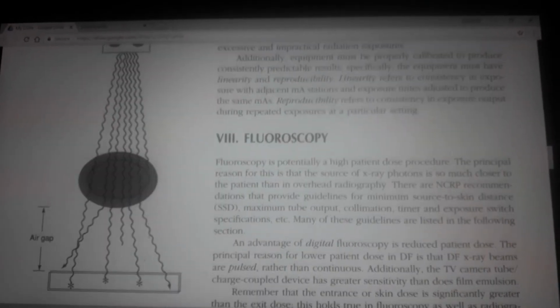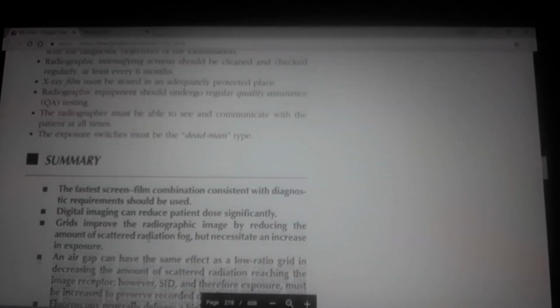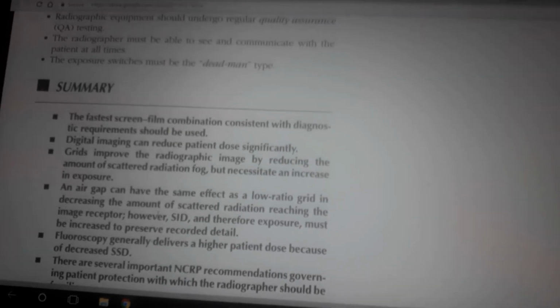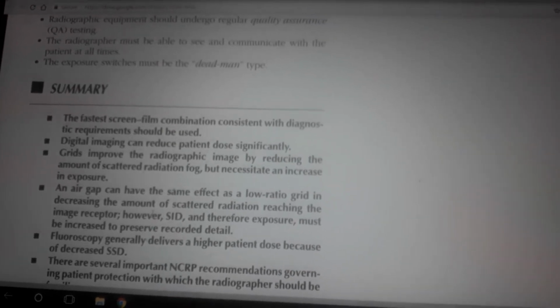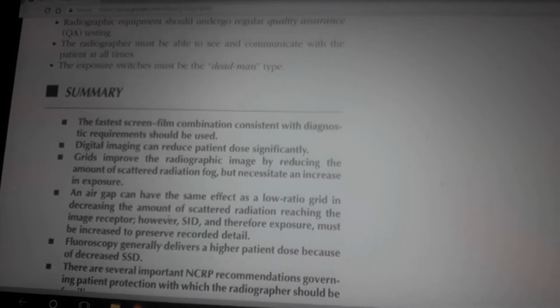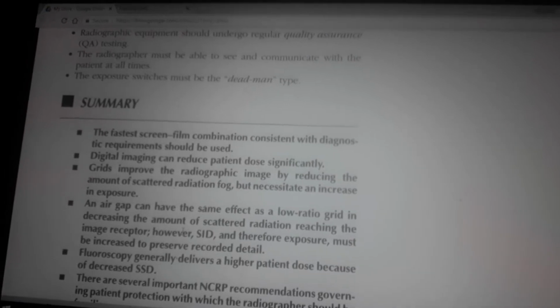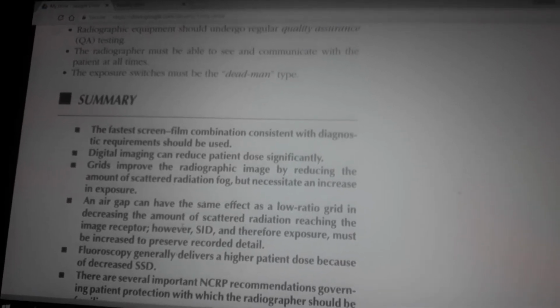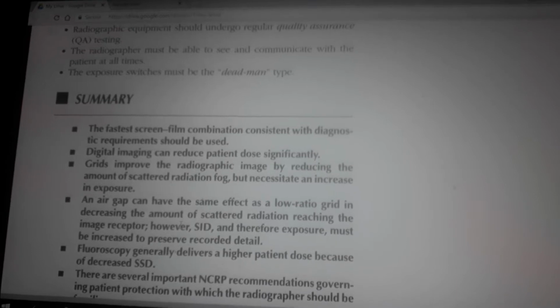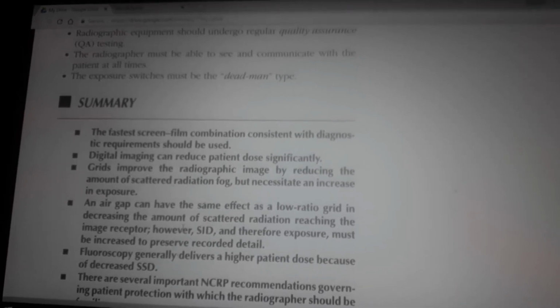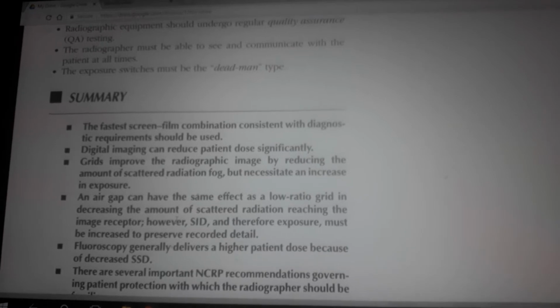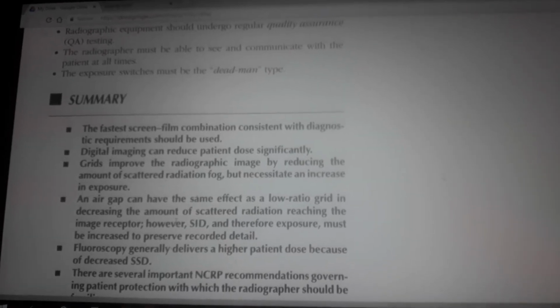Next is image receptor. Then we will go to air gap technique, fluoroscopy and NCRP recommendations. Next summary: the fastest screen film combination consistent with the diagnostic requirement should be used. Digital imaging can reduce patient dose significantly. A grid improves the radiographic image by reducing the amount of scattered radiation fog, but necessitates an increase in exposure.